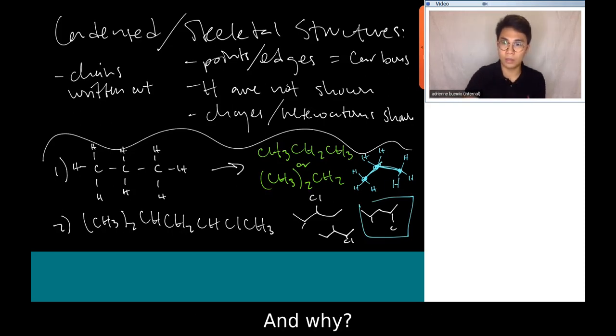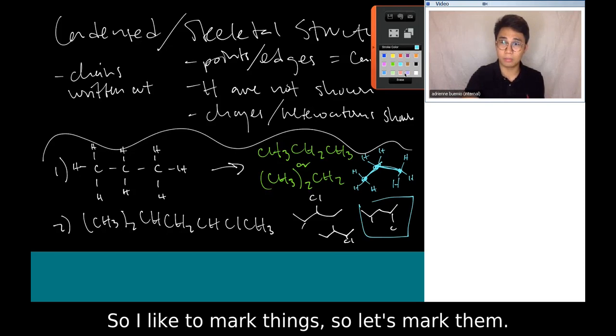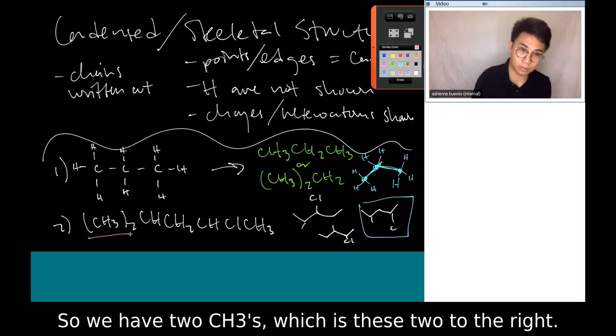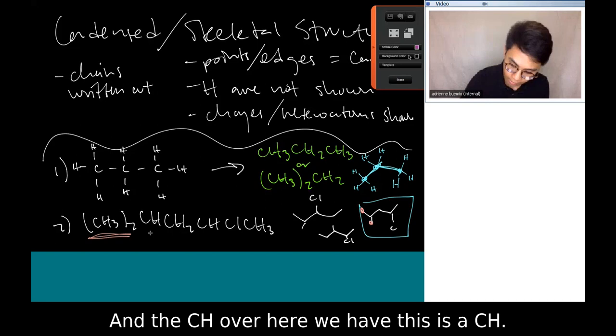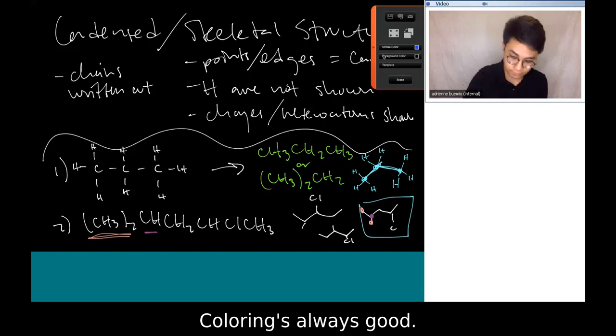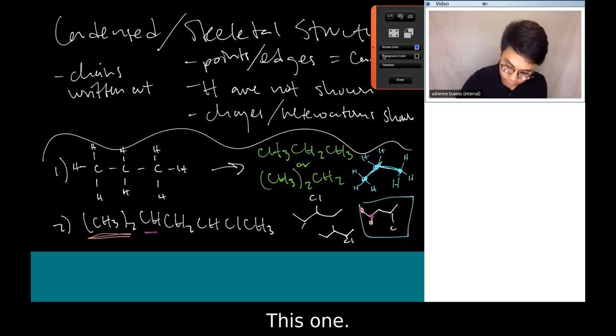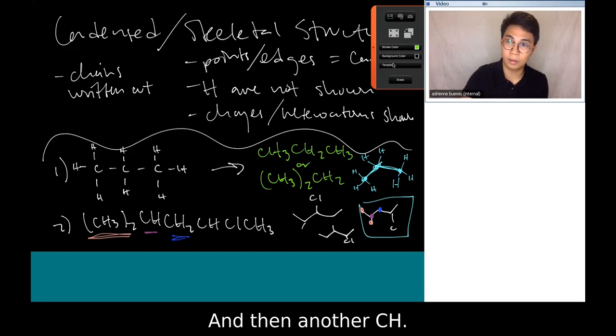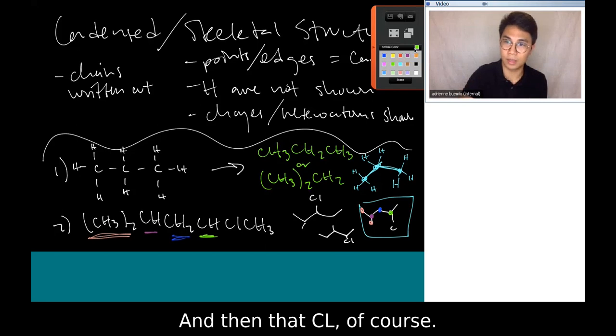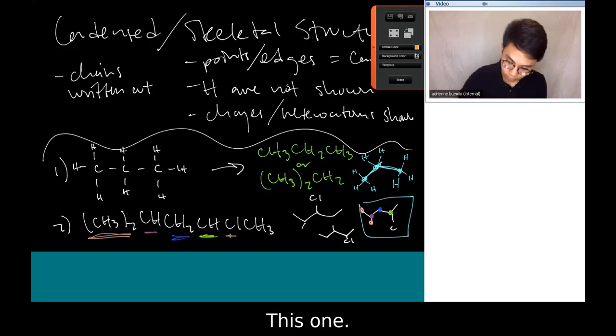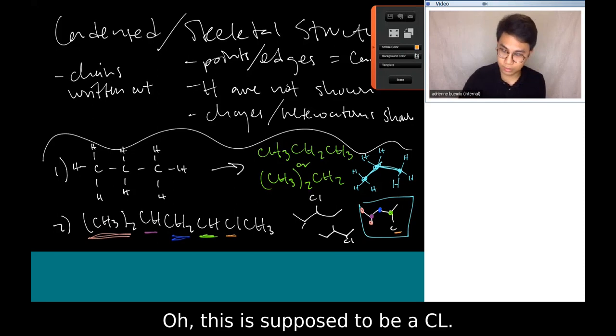And why? So I like to mark things. So let's mark them. CH3 times 2. So we have two CH3s, which is these two, right? And we'll probably use all these colors. And the CH over here, this is a CH. And again, I like colors, right? Coloring is always good. CH2, this one, and then another CH, this one, and then that's Cl, of course, right? This one. Oh, this was supposed to be a Cl. Sorry about that.